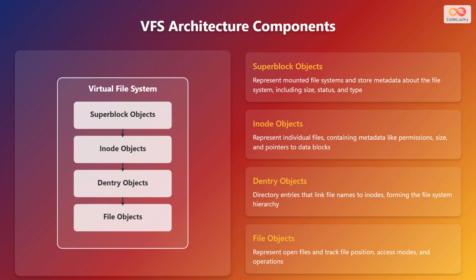The architecture of a virtual file system consists of several key components. Superblock objects represent mounted file systems and store metadata about the file system, including size, status, and type. Inode objects represent individual files, containing metadata like permissions, size, and pointers to data blocks. Dentry objects are directory entries that link file names to inodes, forming the file system hierarchy. File objects represent open files and track file position, access modes, and operations.